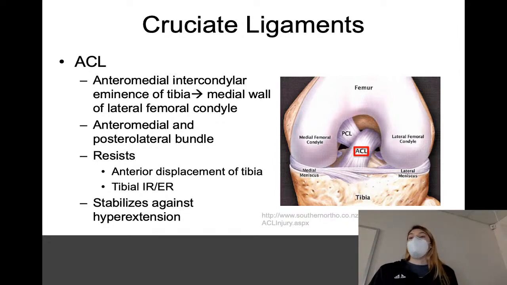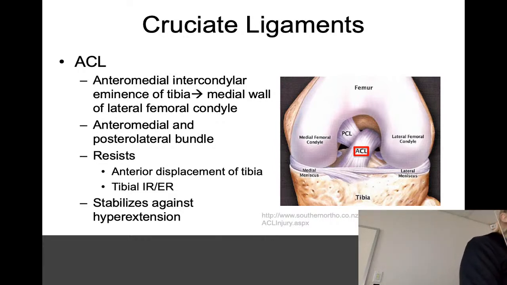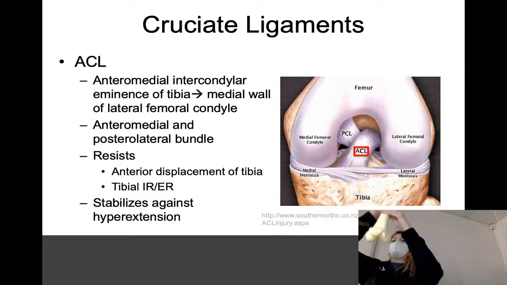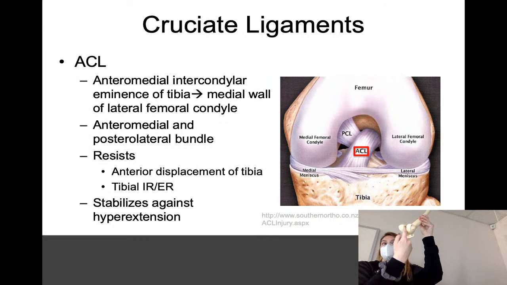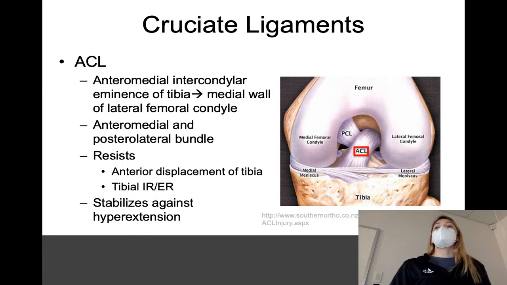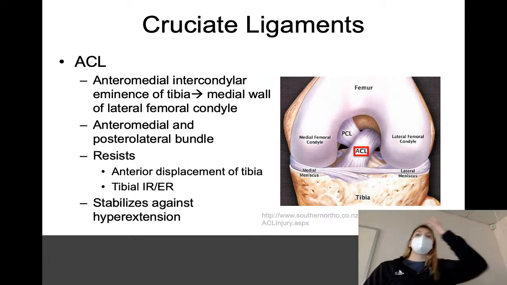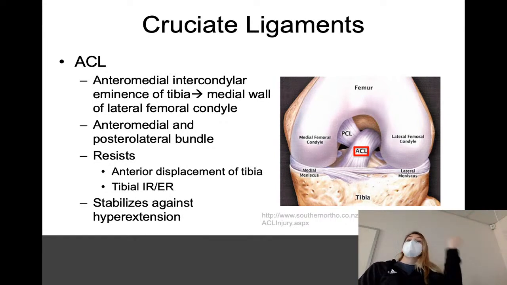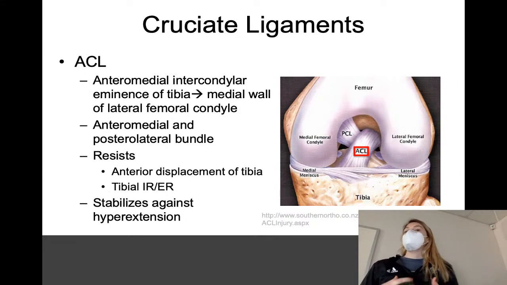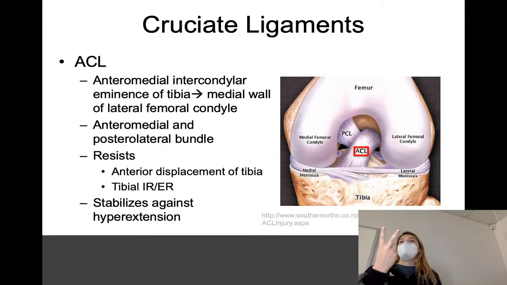It's going to then go backwards and insert into the medial wall of the lateral femoral condyle, which fancy words mean the inside aspect of that lateral femoral condyle. So it's running from medial anterior tibia to posterior lateral femoral condyle. Another reason why they're called cruciates is because they are made up of different bundles. So they have an anteromedial and a posterolateral bundle, basically two kind of aspects intertwined together, crossing over.